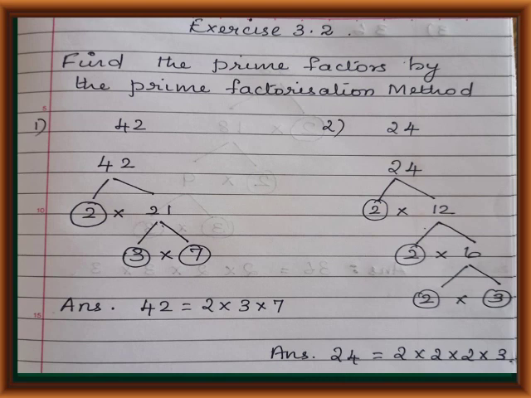The next sum is 24. When you factorize 24, you get 2 into 12. Then again you factorize 12 into 2 into 6. So again 2 is a prime factor. You leave 2 aside and factorize 6 again. So when you factorize 6, you get the factors as 2 into 3. You cannot factorize further as all the numbers here are prime factors. So the prime factors of 24 are 2 into 2 into 2 into 3.